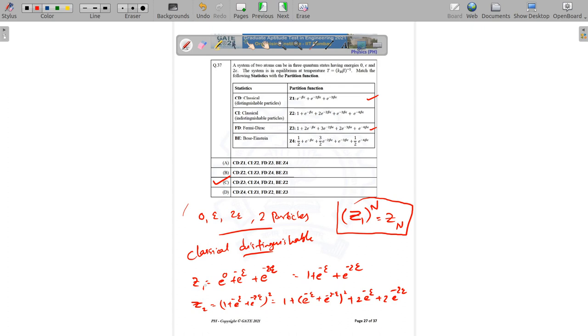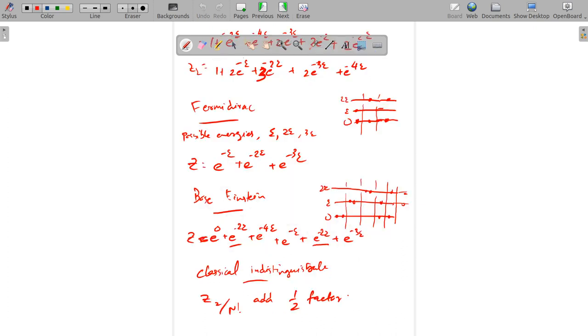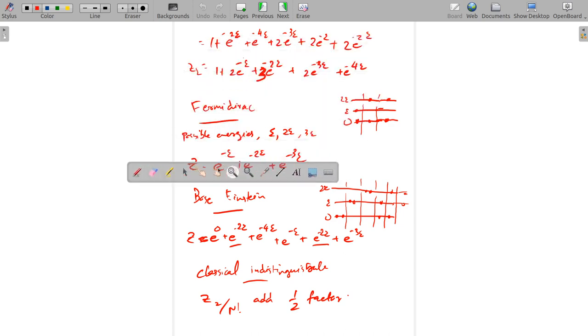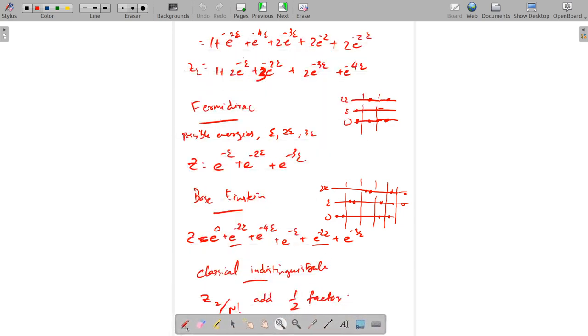Okay, so what is Z1? Again, the partition function is a sum over e raised to minus beta times the possible energy eigenvalues. So e raised to 0 is 1, plus e raised to minus epsilon, plus e raised to minus 2 epsilon. So this is your partition function for one particle, and if you square it, you will get basically this. You do the squaring, then you will get that.